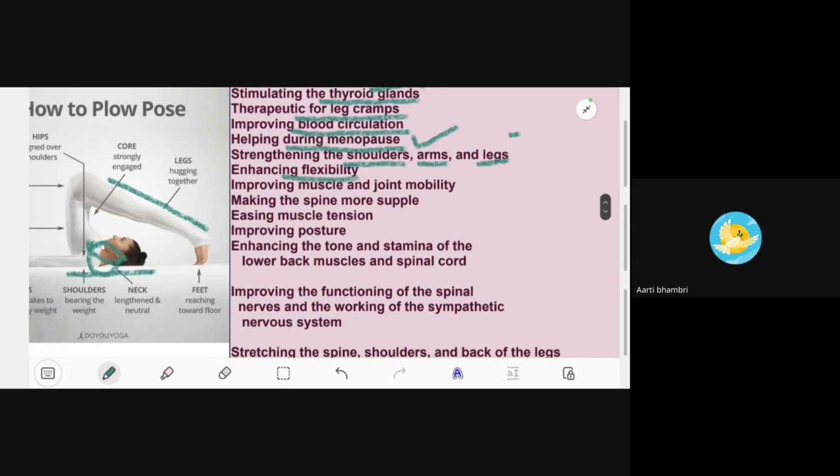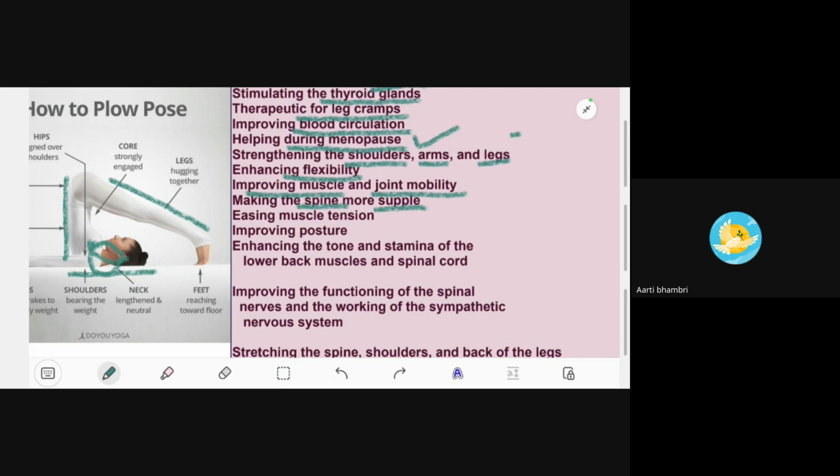Enhancing flexibility, improving muscle and joint mobility, making the spine more supple because we are stretching it so well. Okay, and one should erect it first. There are lots of people who make this kind of slouch. No, that's not correct. Okay, easing muscle tension. Muscle tension means we have to contract, we have to release, and we have to get into the original position of the muscles.